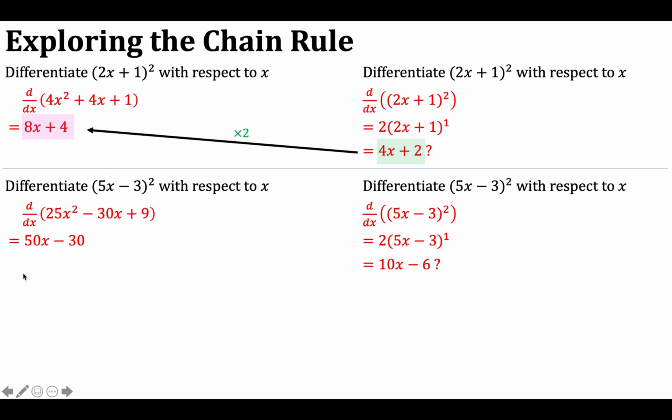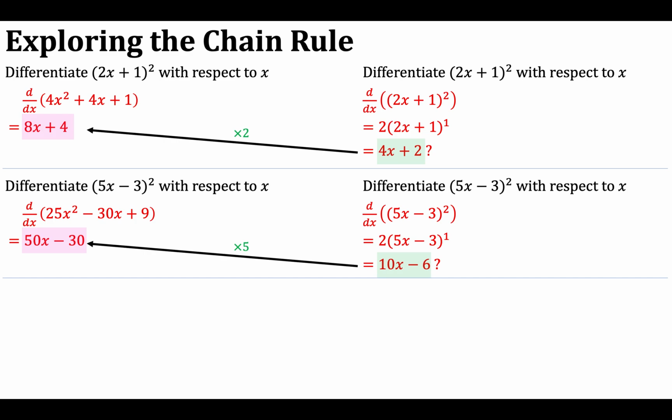And again, the thing that we know to be correct isn't what this has given us. You can see that to get from the 10x minus 6 to the 50x minus 30, we have to multiply by 5. Interesting. We'll just have a look at one more before we try and make a conjecture on this.